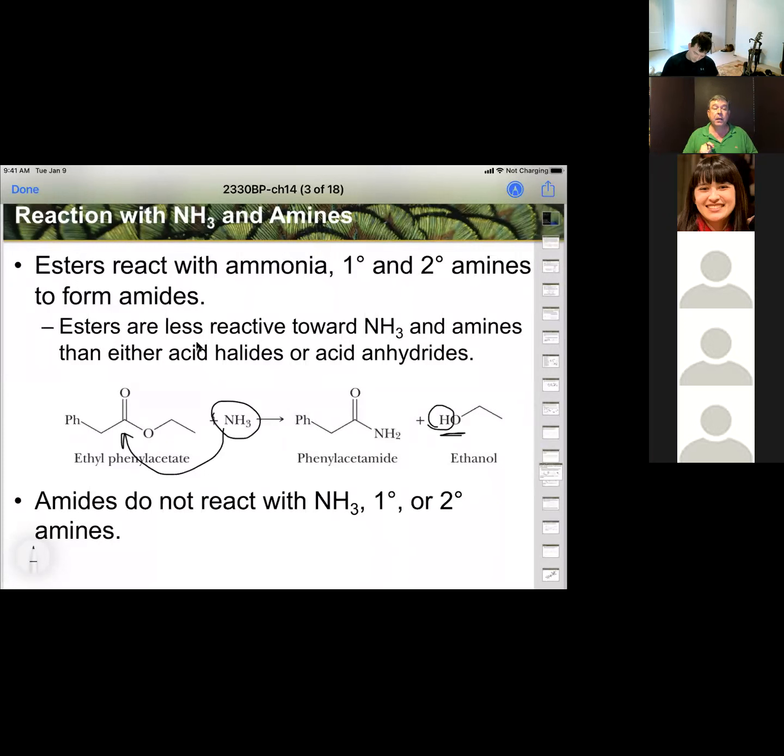Okay. Now, once you have that amide on there, it does not react with any other nitrogen compounds. They're just not a driving force for it. The one that's on there is stuck there. You can't react them further. So amides don't react with ammonia, and they didn't react with alcohols either.